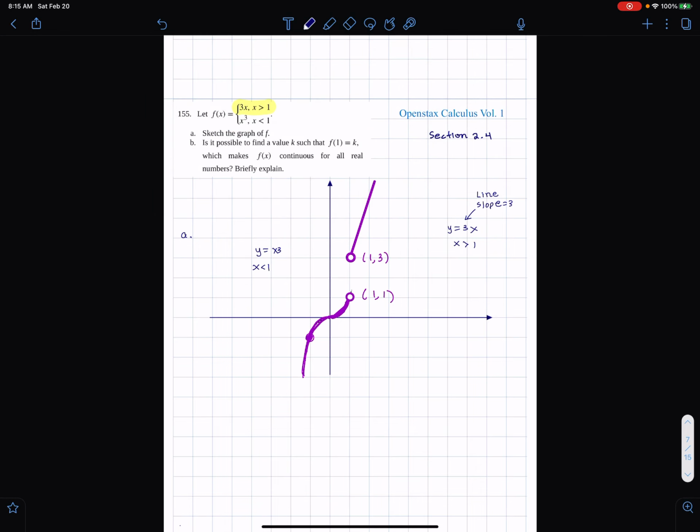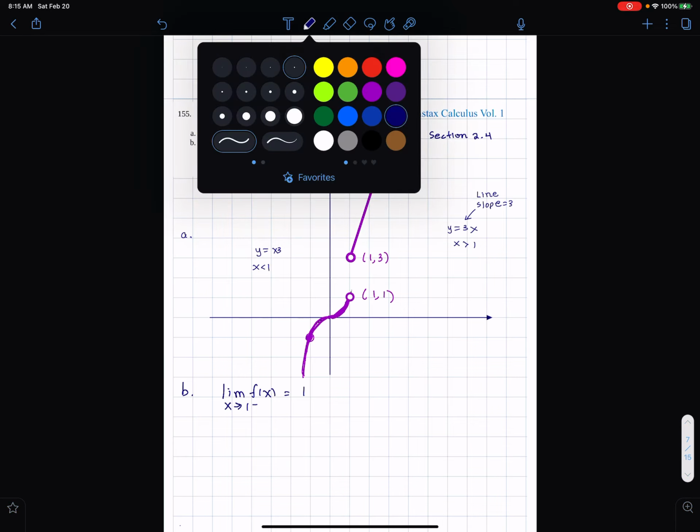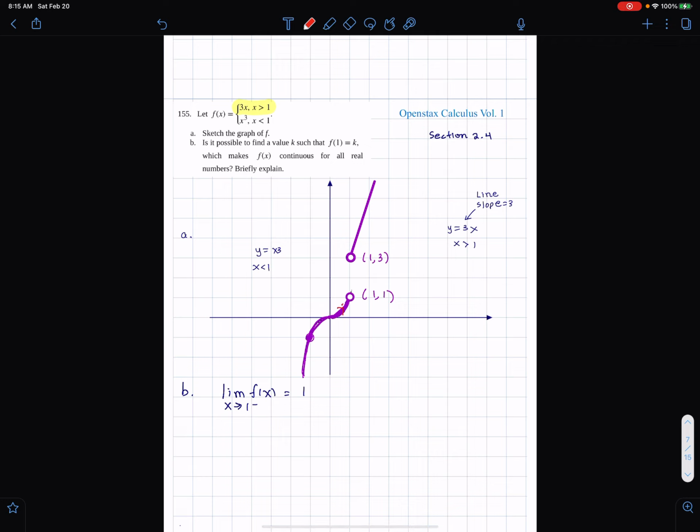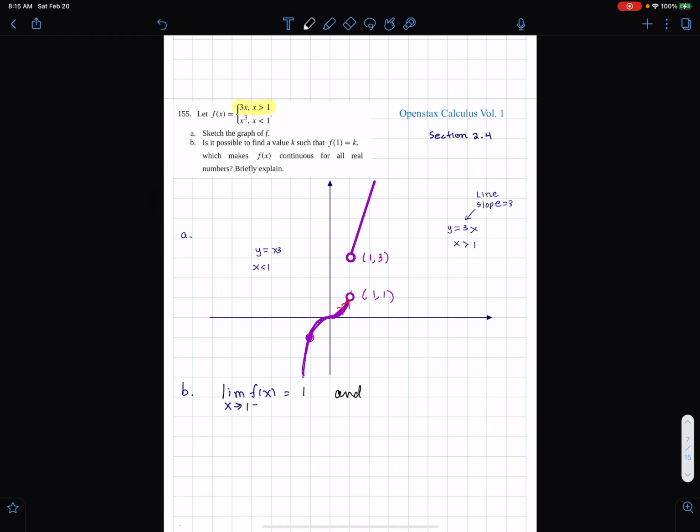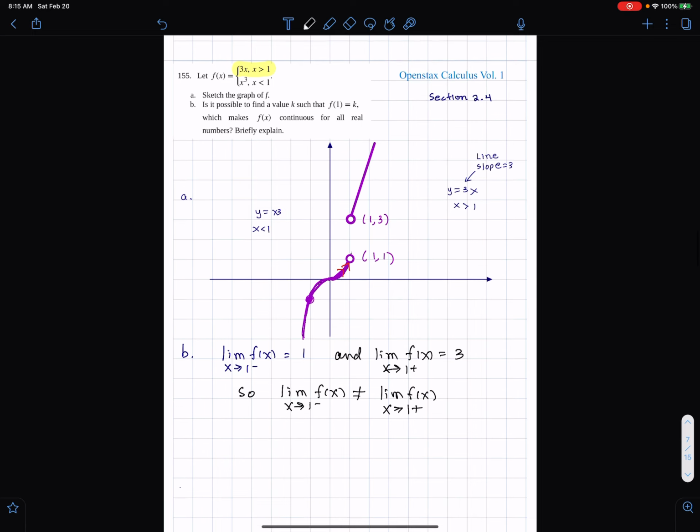For B, look, the limit of f of x as x approaches 1 from the left is 1. Now that I sketched the graph, I can really see that. And the limit of f of x as x approaches 1 from the right is equal to 3. So the limit of f of x as x approaches 1 from the left is not equal to the limit of f of x as x approaches 1 from the right.